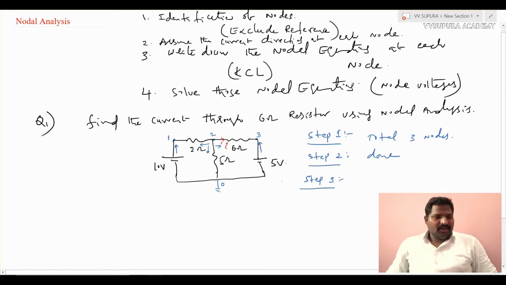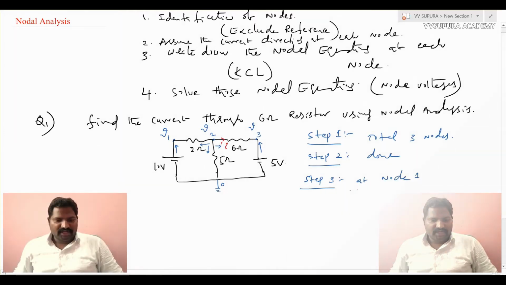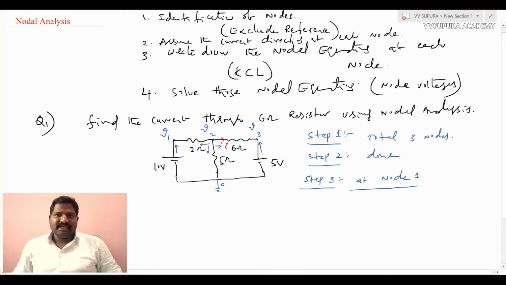Step number 3. Write down the nodal equations at each node. To write the nodal equations, first of all you have to identify the nodes, each node having some voltage. So at node 1 we have node voltage V1, at node 2 we have node voltage V2, and at the third node we have voltage V3. At each node we have to write nodal equations by using KCL.